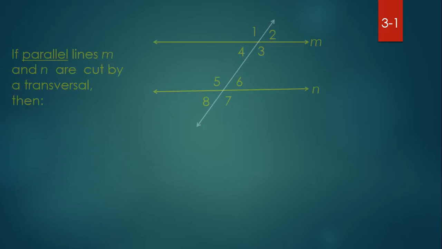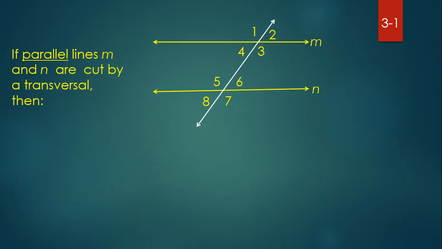Now we've talked about the names of these pairs of angles. There are special things that happen if we have parallel lines that are cut by a transversal. Because when you have parallel lines cut by a transversal, you have lots of pairs of angles that are congruent. So in this case, we have line M and line N that are cut by this white line that's the transversal. That creates 8 angles.